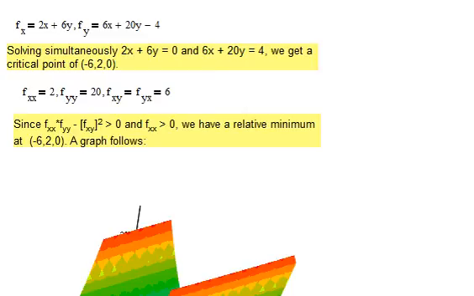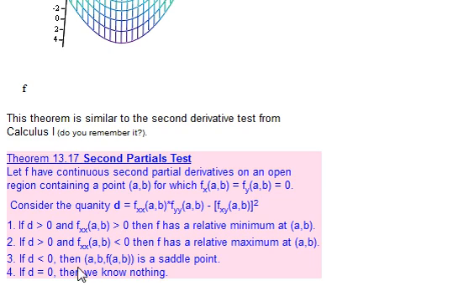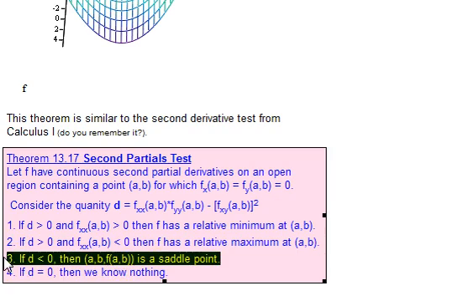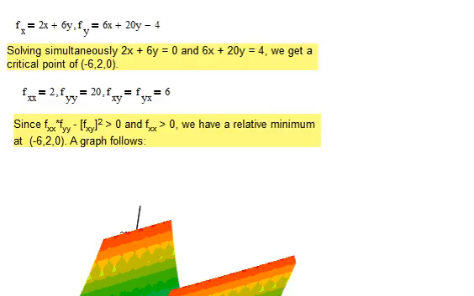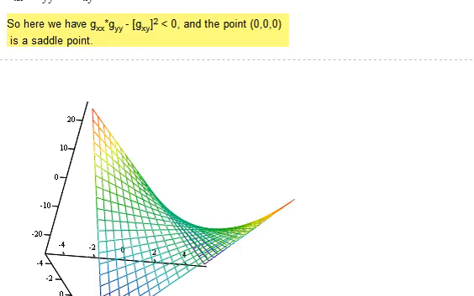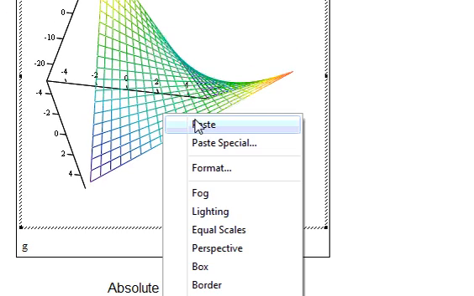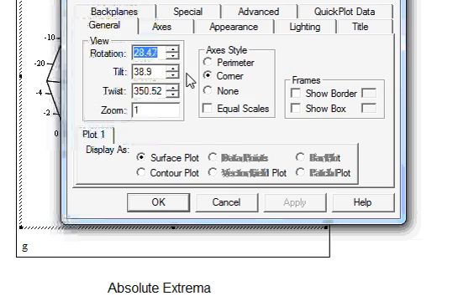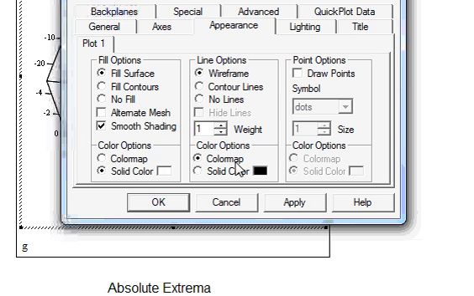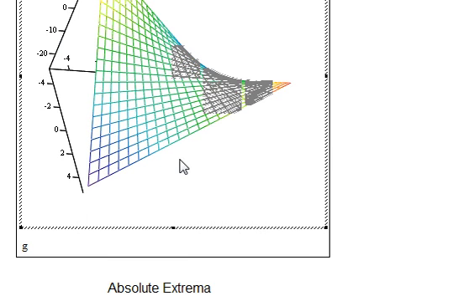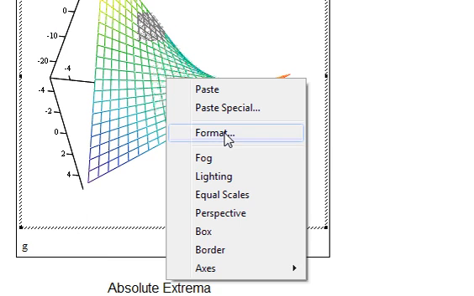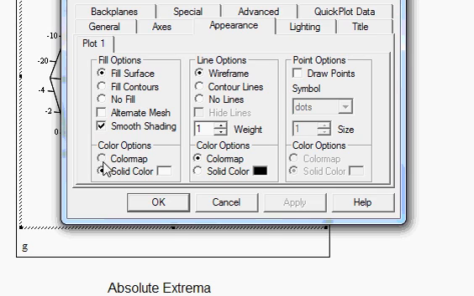Going back to our theorem, see, when this happens, it's a saddle point. So it's a saddle point, and now I can show you what that looks like. And I really am liking the format a little better if I fill the surface. Oops, sorry, I didn't mean to fill it with that. I meant to fill it with the color map.